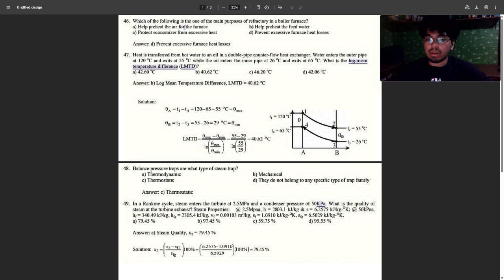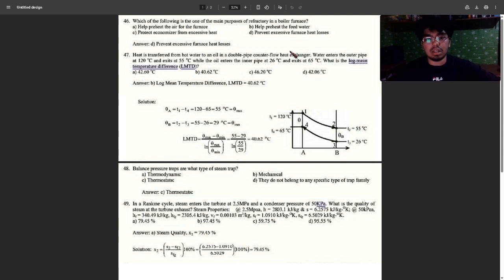Which of the following is one of the main purposes of a refractory in a boiler furnace? A. Help preheat the air for the furnace. B. Help preheat the feed water. C. Protect economizer for excessive heat. Or D. Prevent excessive furnace heat losses.